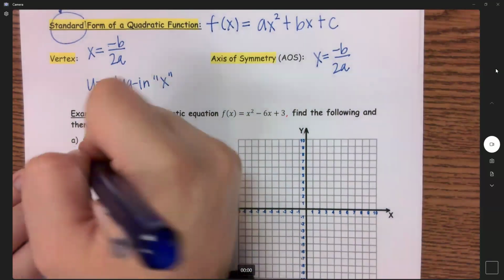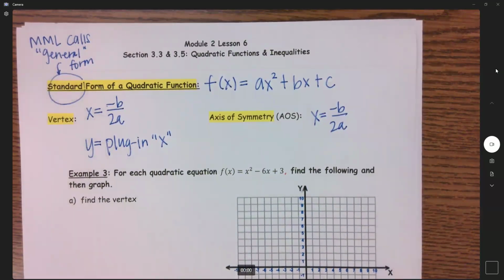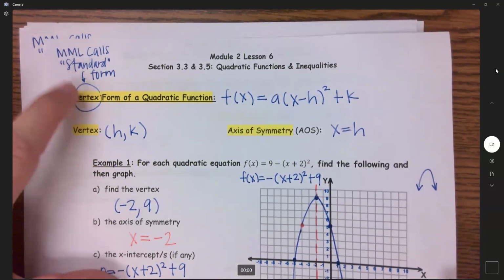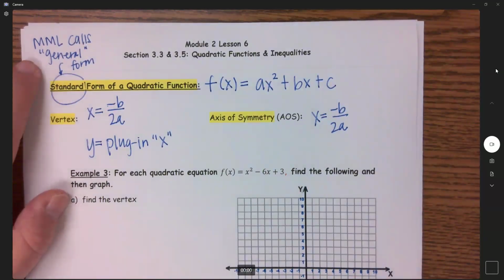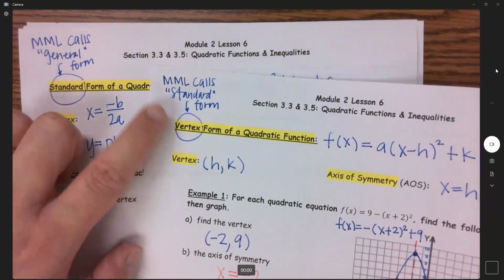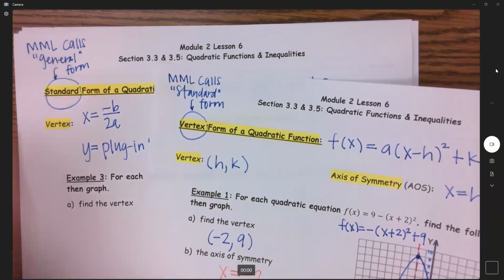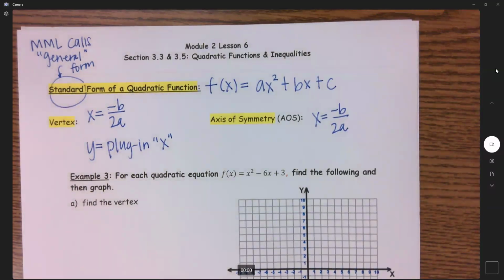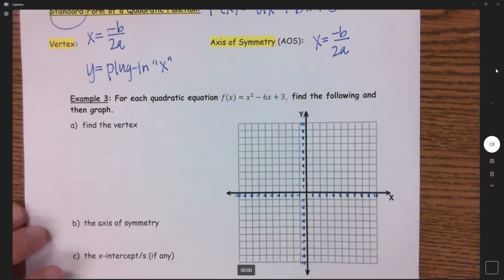So your vertex, and before I continue, I call this vertex form. My math lab calls it standard, right? So then what I'm calling standard, my math lab calls general form. So just kind of know vertex means standard to your homework, and standard is actually general form in your homework. So I know that's very confusing. So sorry.